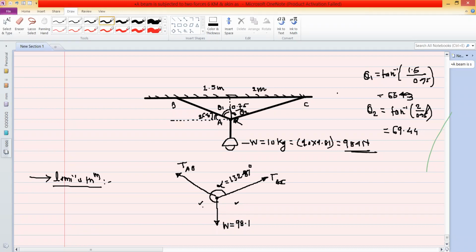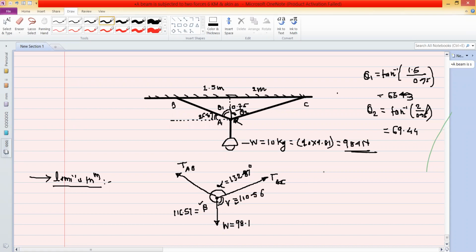So this angle is beta, which is equal to 116.57. So the remaining angle, the total angle will be 360 degrees. So subtract 360 minus 116.57 minus 132.87. So it is equal to 110.56. So this is gamma.